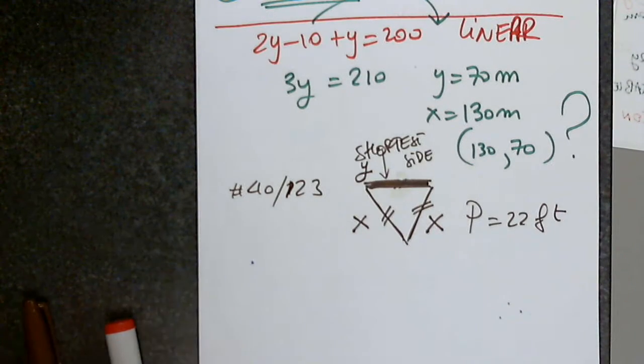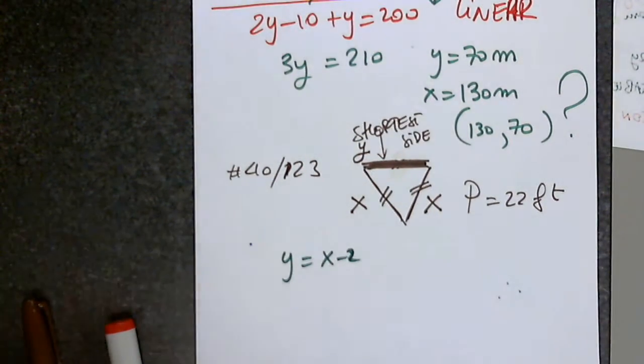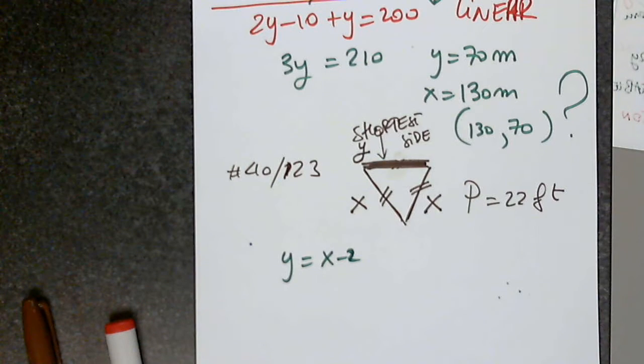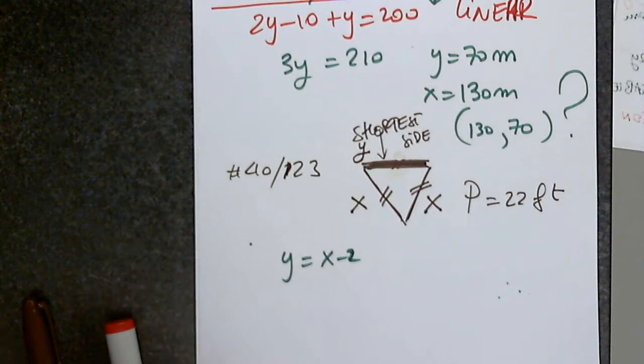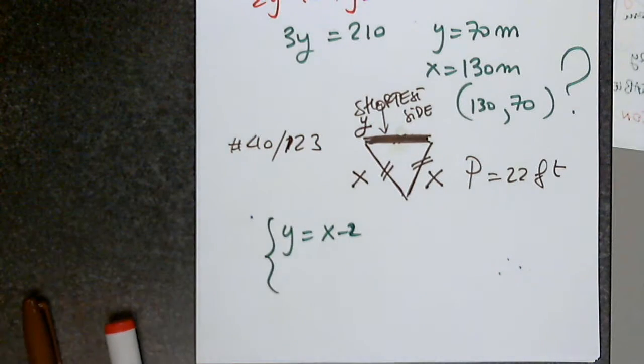Can anyone give us an idea what to write? Anyone? Do we all agree with y equals x minus 2? The shortest side is 2 feet less than the other two, the measure of the other two. Okay, very good. So now I have an equation with two variables. I won't be able to solve if I cannot come up with a second equation. Can anyone give us a second equation from the information we have? Can we come up with a second equation?